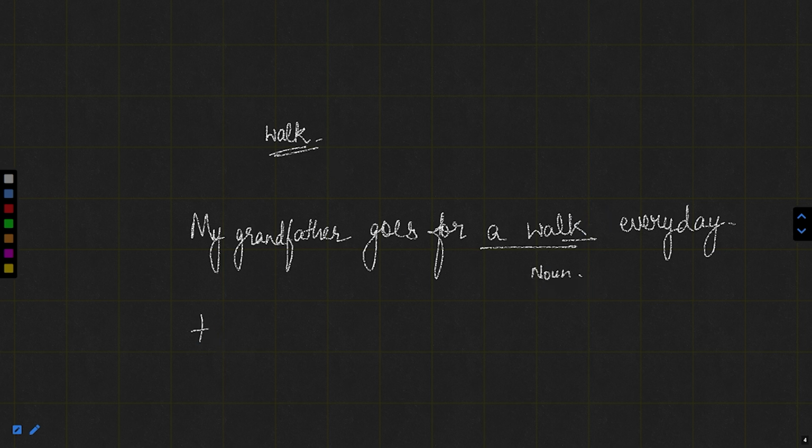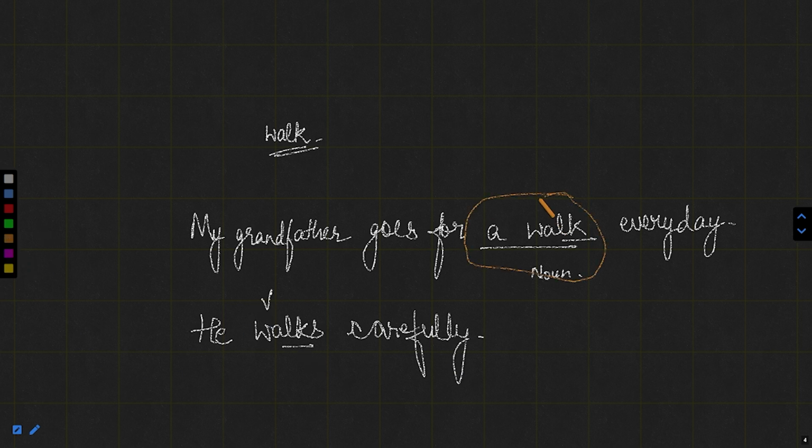If I say, he walks carefully. Now in this sentence, walks is a verb. Whereas in this sentence, it is a noun. And in this sentence, it is a verb. So there is a slight difference between both of these. So if I say, he walks carefully, walks is a verb. But if I say my grandfather goes for a walk every day, now here a walk is a noun.